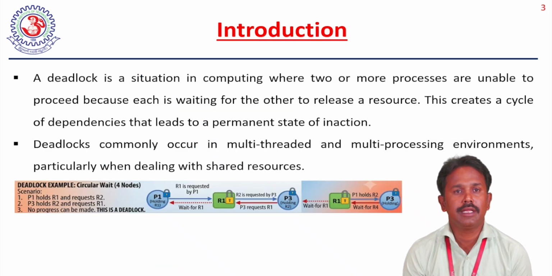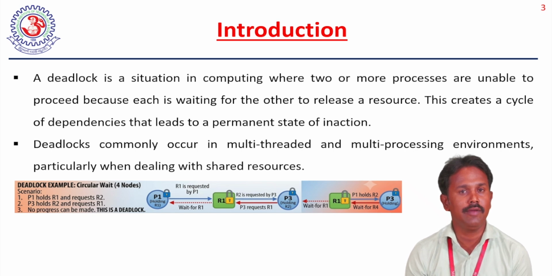Deadlock is a situation where two or more processes are unable to proceed because each process is waiting for the other to release a resource. This creates a cycle of dependencies that leads to a permanent state of inaction. Normally deadlock will occur in multi-threading applications and multi-processing environments. Particularly, deadlocks deal with shared resources.